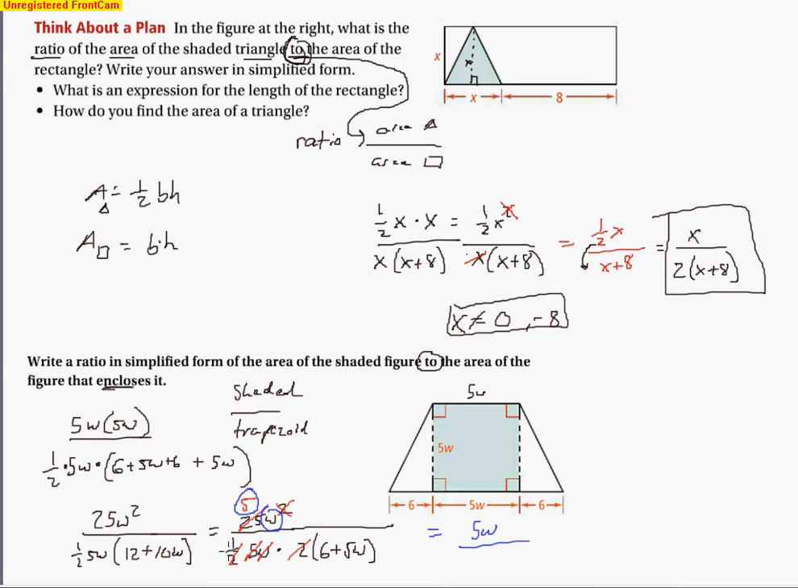I've got 5w on top, and see, all these are crossed out, so the only thing left is this. And then I'll look again. Okay, everything's crossed out. This is all that's left. So I'll write 6 plus 5w. Now, don't think you can go ahead and reduce those 5w's. You can't, because it's not really 5w on the bottom of the fraction. It's actually 6 more than 5w. So sometimes people would want you to write it with the 5w first on the bottom of the fraction. So if you do that, either one would be good. So that is the ratio of the shaded figure to the figure that encloses it.